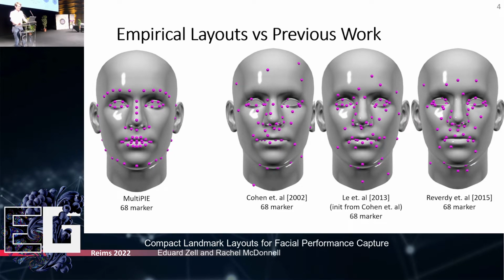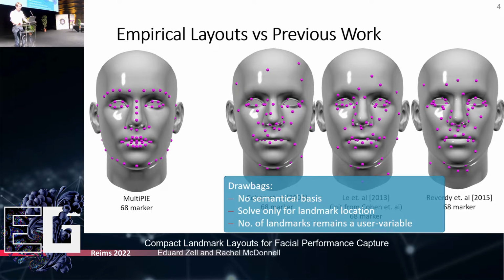Why did previous work and methods have so little impact on landmark layouts in practice? We believe that this is because of the following reasons. First, the computed layouts lack a semantical basis, and landmarks appear to be a bit random, so placing them in practice is challenging. Second, previous methods solve for optimal placement. The actual number of landmarks remains a user input variable. So whether to place 20, 40, or 60 landmarks is unknown.